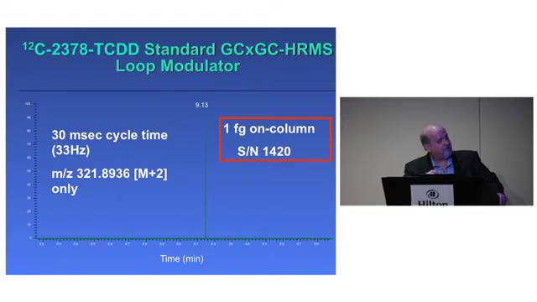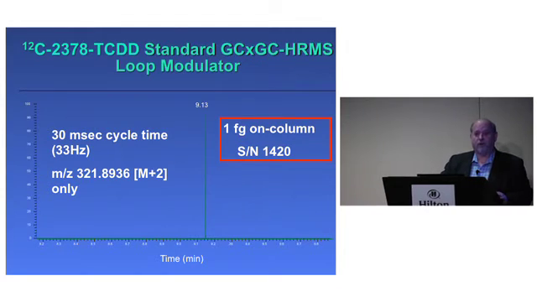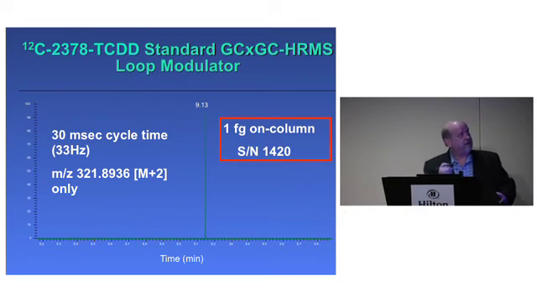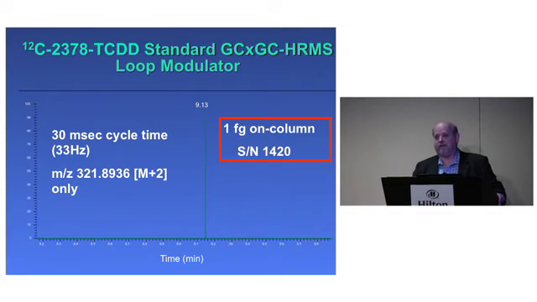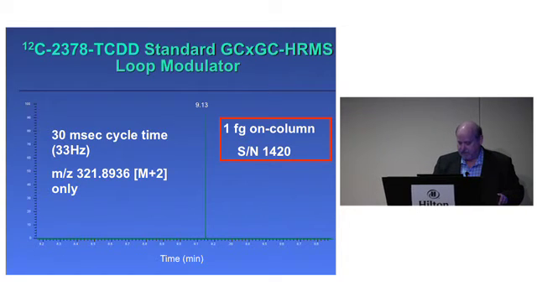And you just take a look at that peak, signal noise of 1400 to 1 on 1 femtogram of material using this GC with the loop modulator. That's kind of what really piqued our interest in this technology, that it really could work. And I'm going to show you where we're at in this toward the end of this talk. And there's still a lot of work to do, obviously, but it has great potential.